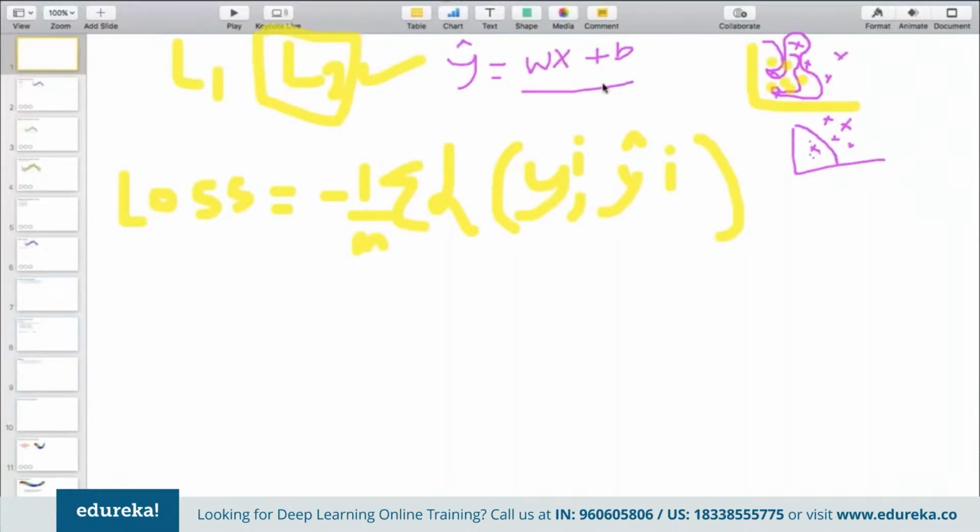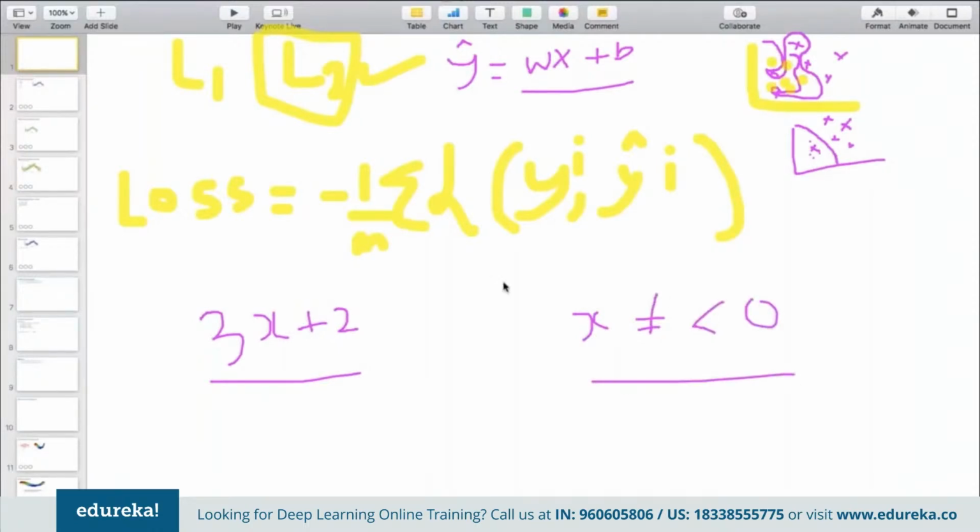Now coming to mathematics a bit. Let's say you have a function 3x plus 2, and you have a constraint that x cannot be less than 0. Suppose this is the constraint you have put in. This is the equation 3x plus 2. I want you to find the minimum value of this function. It cannot be less than 0, so at what value would this be minimum? When I put x equal to 0, the function value is 2.